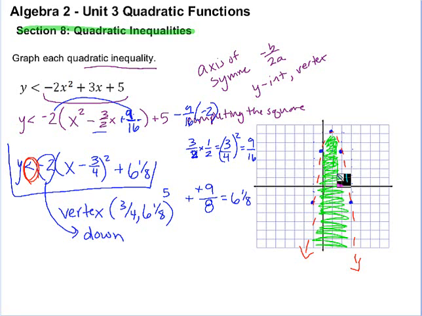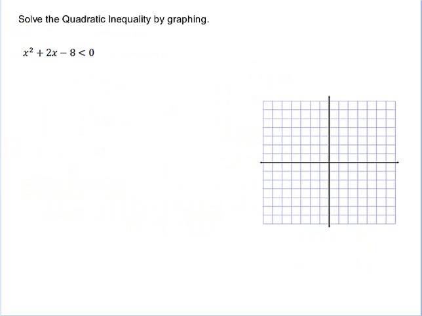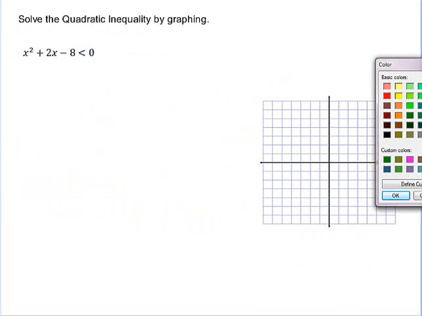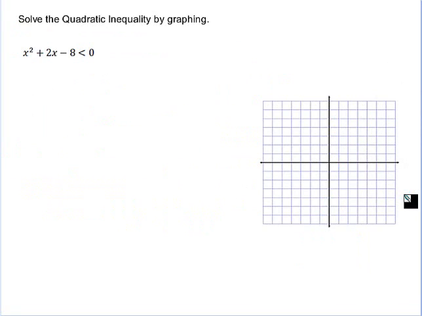All right, so we're going to now solve some quadratic inequalities. So we're going to solve this, and the first time we're going to solve this by graphing. So the first step that you want to do is we want to graph this quadratic. So we can put it in standard form. So x squared plus 2x minus 8.